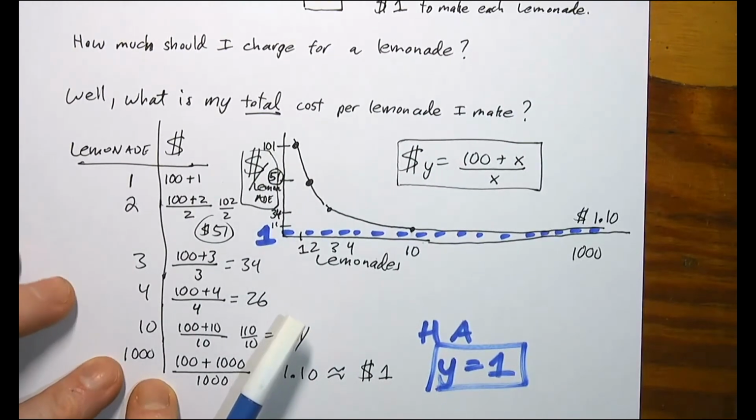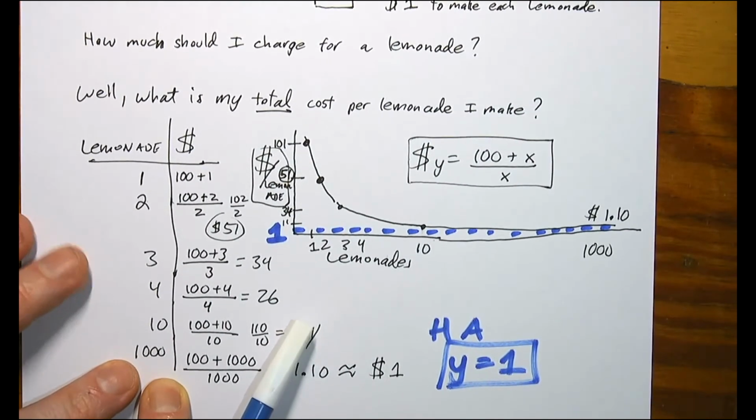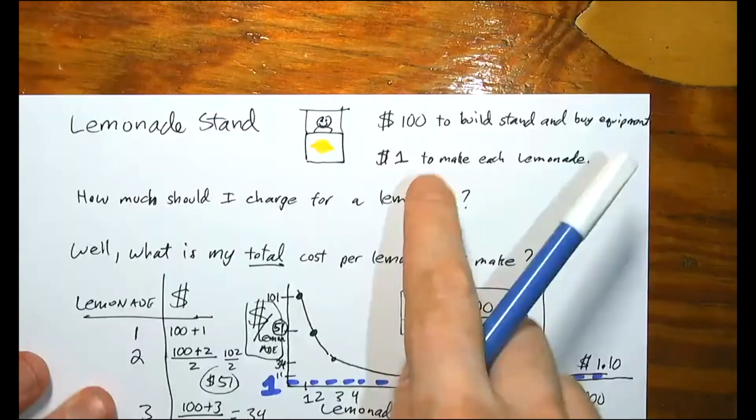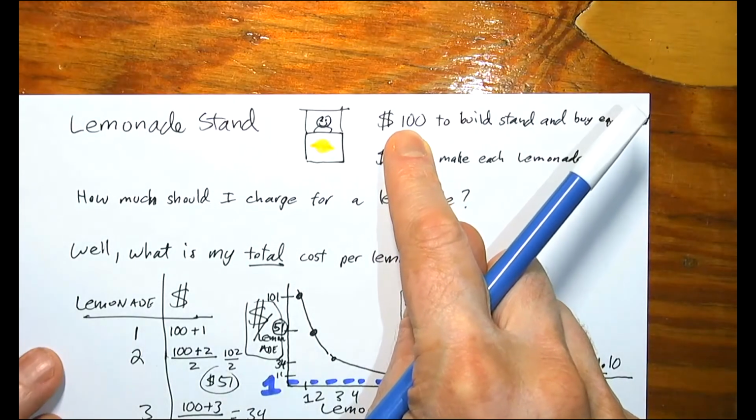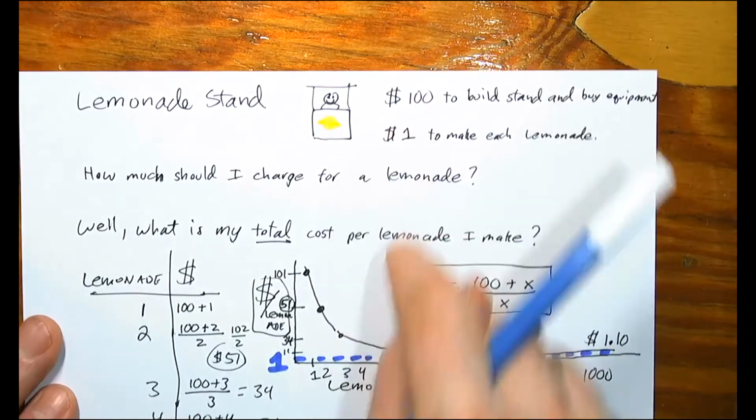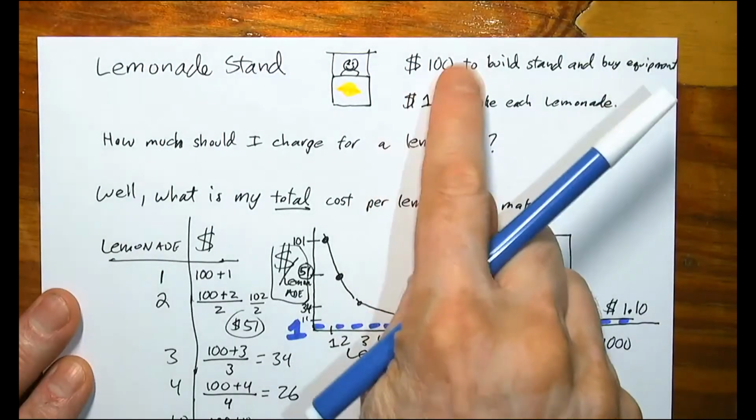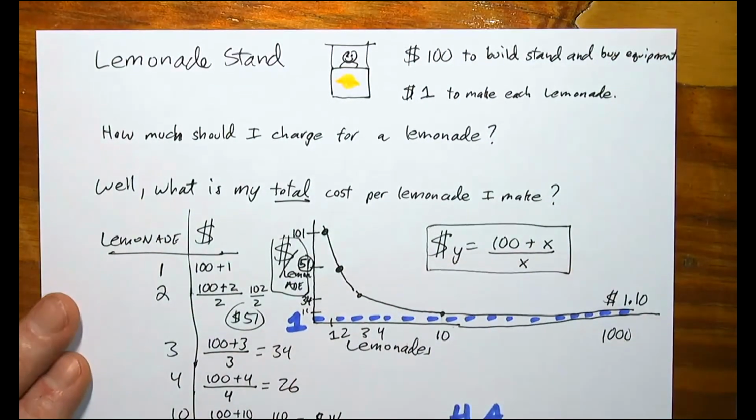Eventually, after I sell millions of lemonades, I'm so rich. Who even cares about the $100 anymore? It's like Bill Gates or Jeff Bezos. After he's sold millions of stuff, he doesn't even care about that $100 anymore. He just throws them around.